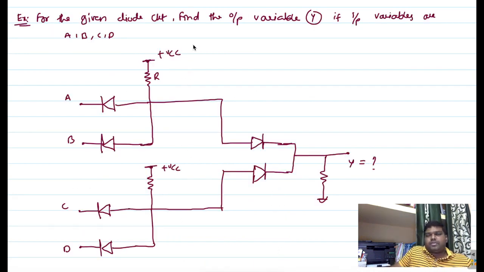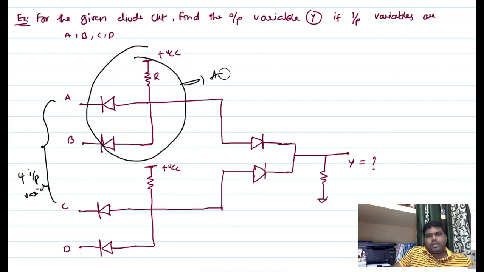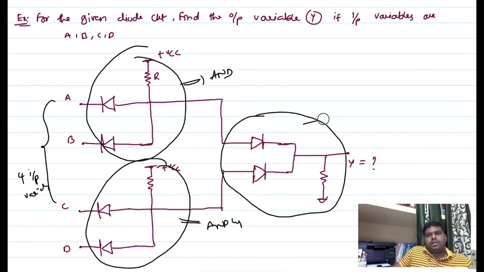For the given diode circuit, find the output variable Y if the input variables are A, B, C, D. So this is A, B, C, D. These are the four input variables, right? What is the output value, that is the question. The hint I am giving you is that this part is completely AND logic, and this is also completely AND logic, and this is completely OR logic. Now you can solve. Thank you.